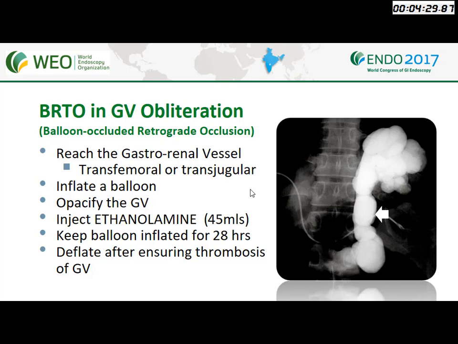BRTO is balloon-occluded retrograde transvenous obliteration. You can reach the gastrorenal vessel, transfemoral or transjugular, something else. And you inflate a balloon or opacify the gastric varix by dye. Then inject ethanolamine oleate. Keep the balloon inflated for 28 hours and deflate after ensuring thrombosis of the gastric veins.